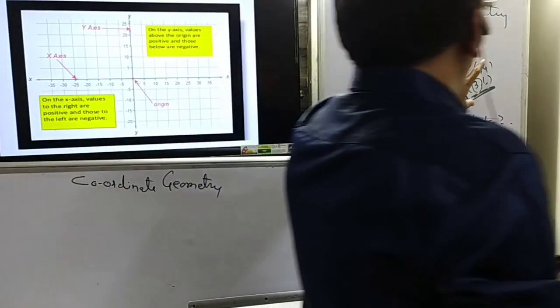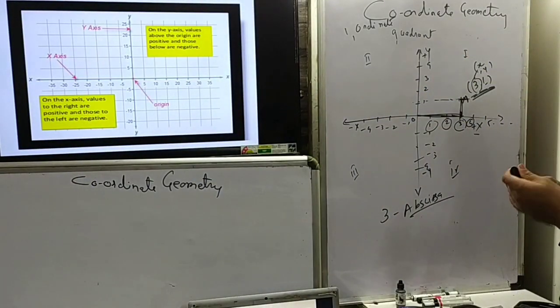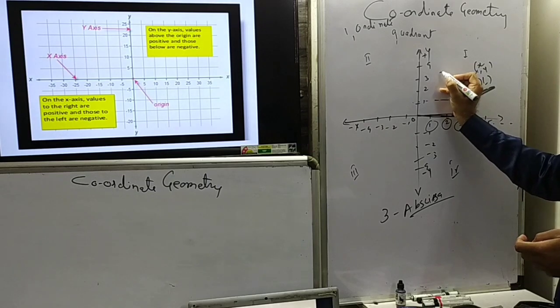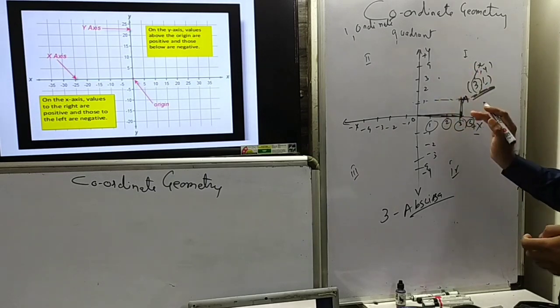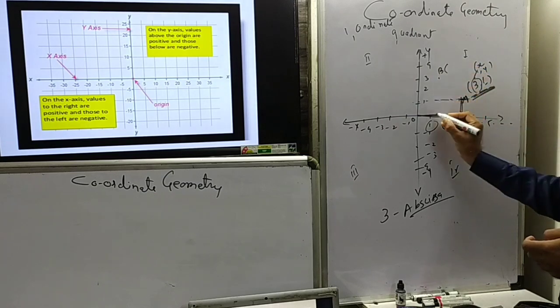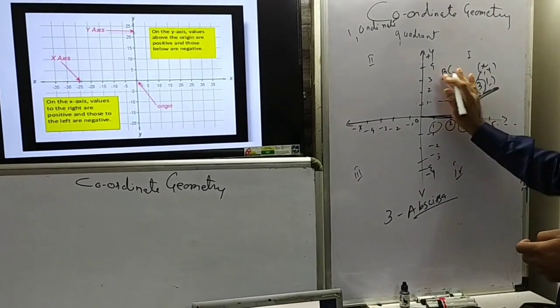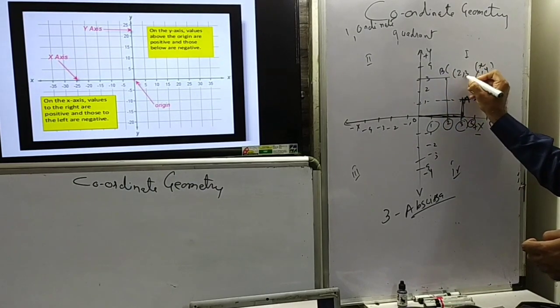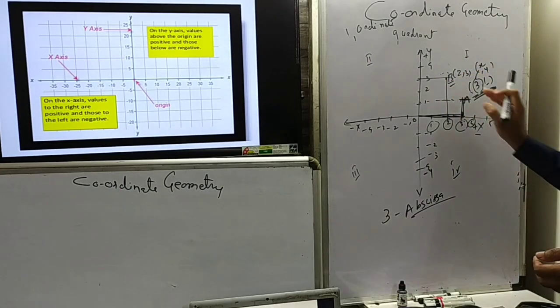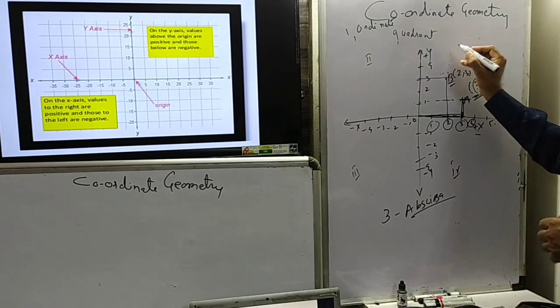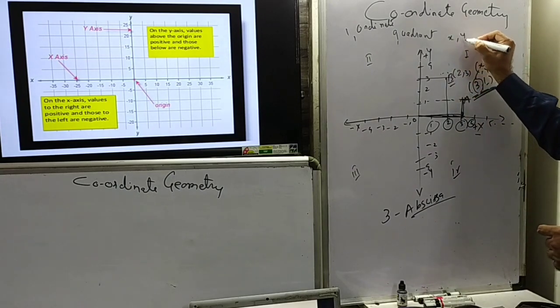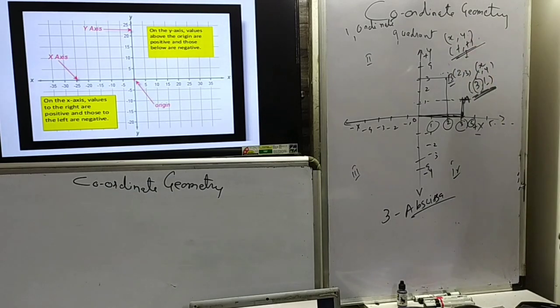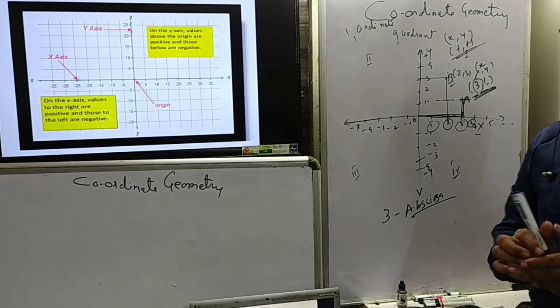In this first quadrant, if you take any point, you find that the x and y coordinates are both positive. Suppose this point B is there, then it is 2 and 3, so B is (2, 3). It means that in the first quadrant, both the x coordinate and the y coordinate are positive.